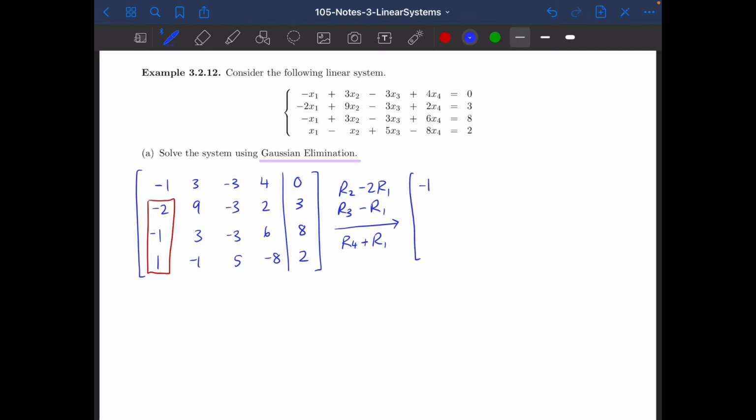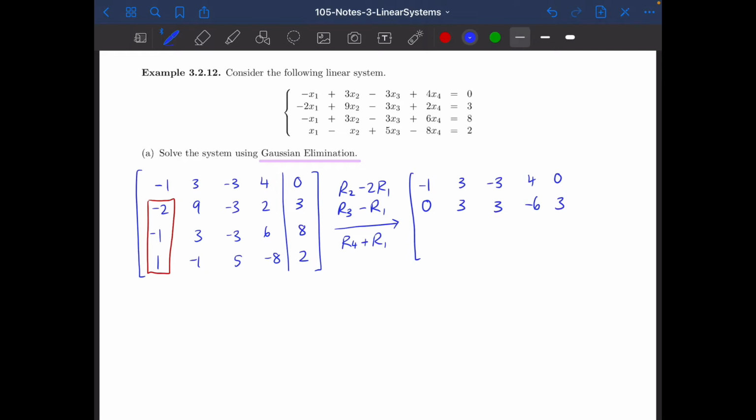So the first row isn't changing, -1, 3, -3, 4, 0. The second row is changing, so we have -2, -2 times -1, so that's -2 plus 2, that's 0. Then we have 9 minus 2 times 3, that's 9 minus 6, which is 3. Then we have -3 minus 2 times -3, so that's -3 plus 6, which is 3. 2 minus 2 times 4, that's 2 minus 8, which is -6. 3 minus 2 times 0 is 3. That's our new second row.